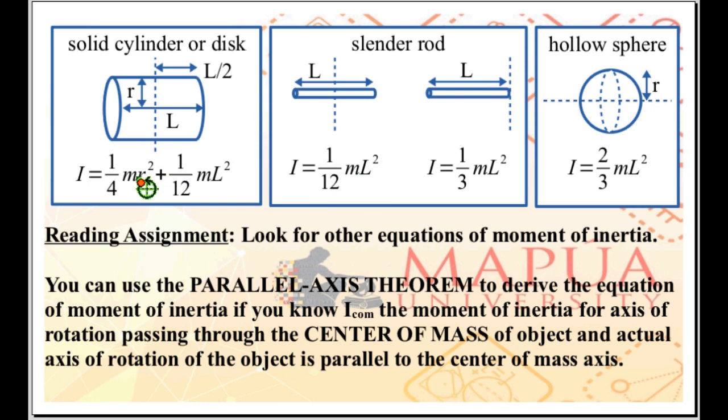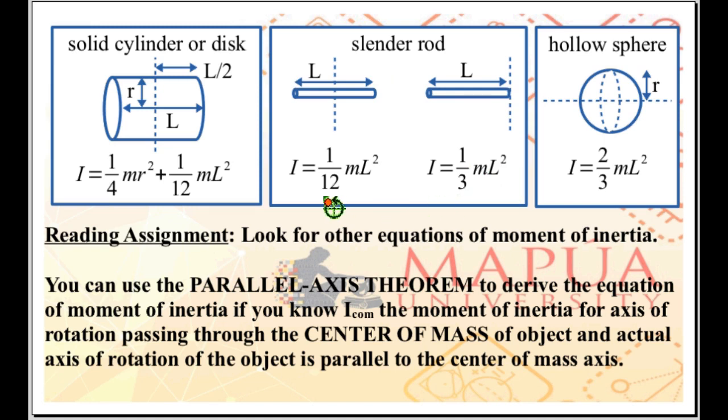So r is very much smaller than L, so this term is negligible compared to the second term. I is equal to 1/12 ml squared. And if the axis of rotation, instead of being in the middle of the rod, is at the end or edge of the rod, the moment of inertia becomes 1/3 ml squared.